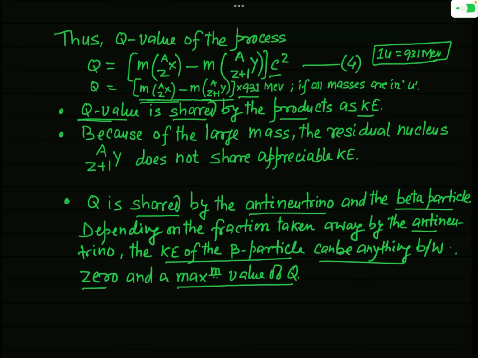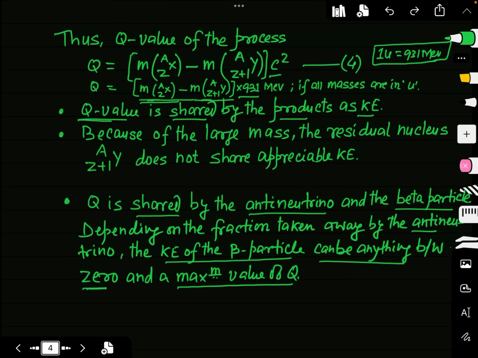What does it mean? It means when the anti-neutrino shares the total Q value, then the kinetic energy shared by the electron will be 0. But when the total Q value is actually absorbed by the electron as kinetic energy, then the energy shared by the anti-neutrino will be 0. But in the general case, a part of the energy will be shared by the anti-neutrino and also by the electron.